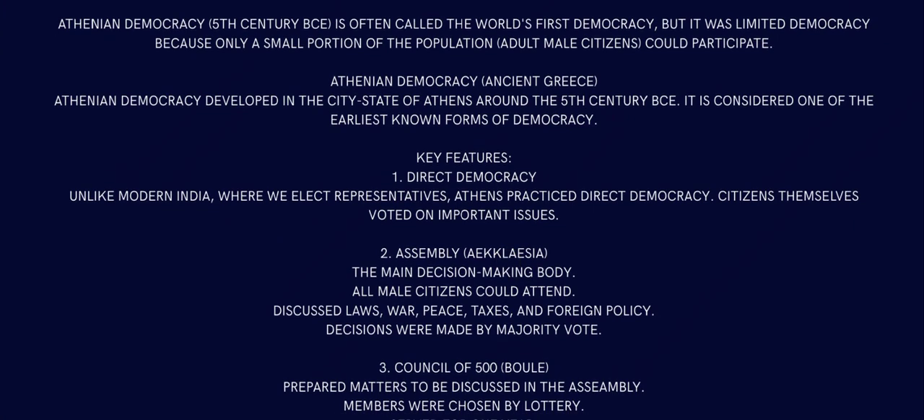Athenian democracy, that is the 5th century BCE, is often called the world's first democracy, but it was a limited democracy. It was not vast like today's, because only a small portion of the population, that is adult male citizens, could participate. No women, slaves, or any other kind of foreigner. Athenian democracy, that is ancient Greece, developed in the city-state of Athens around the 5th century BCE. It is considered one of the earliest known forms of democracy.